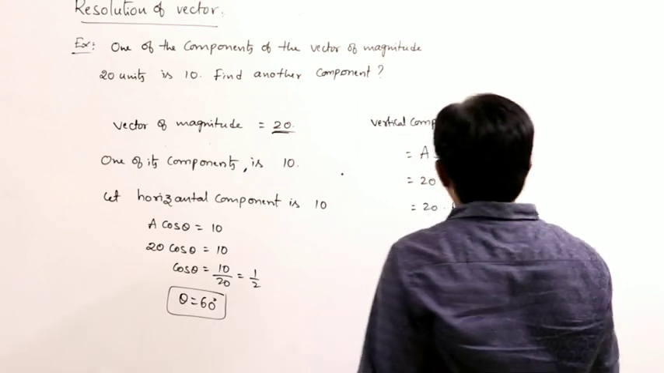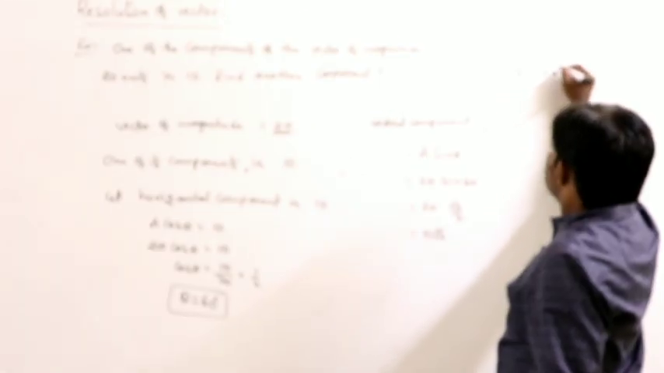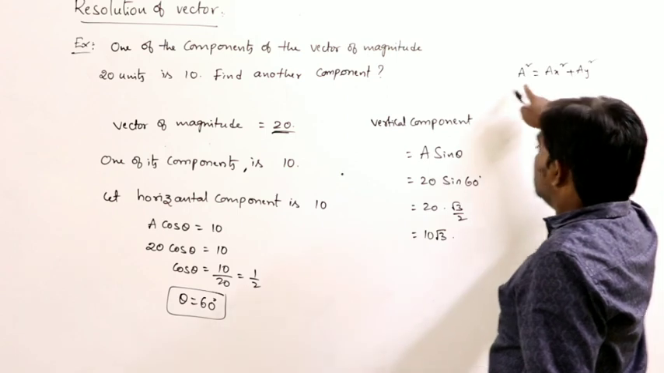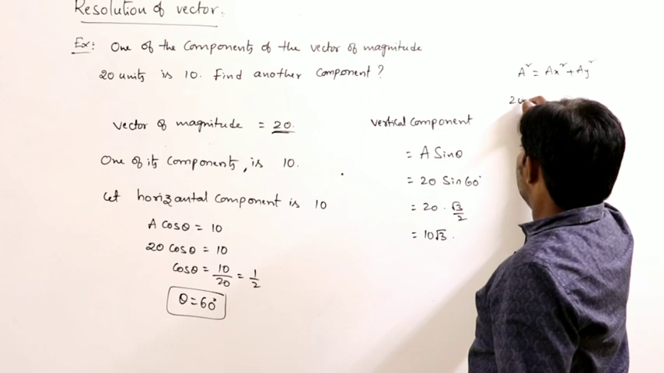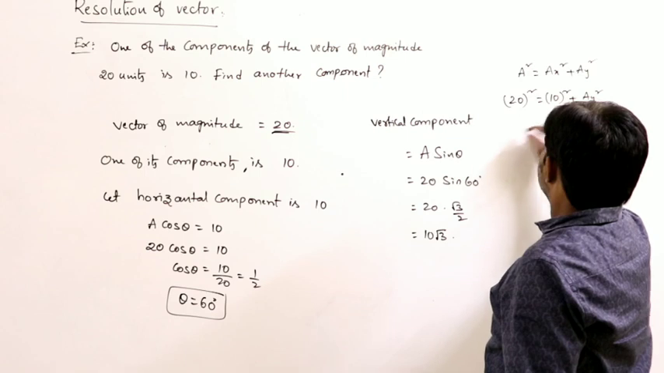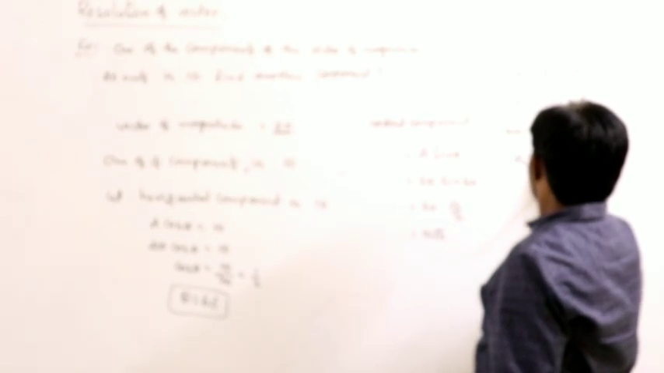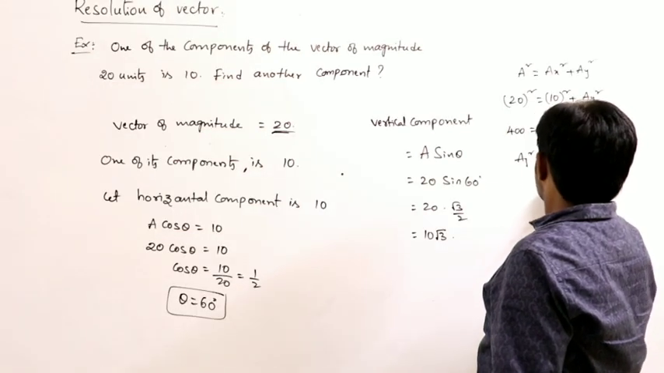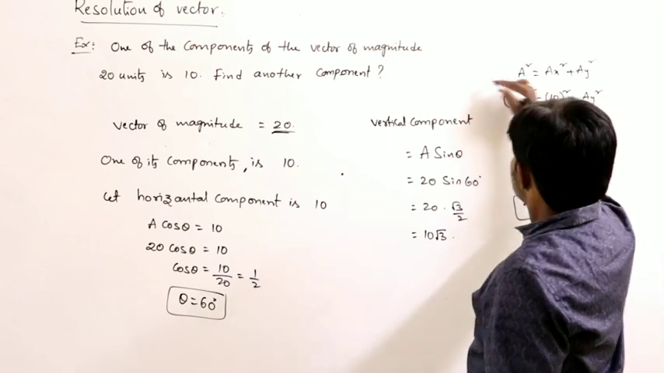Otherwise, by using the parallelogram law, we can also write the Pythagoras theorem. Let us say a square equals ax square plus ay square, that is, hypotenuse square equals adjacent side square plus opposite side square. A is given as 20, so 20 square equals one of its components, let us say 10, squared plus ay square. 400 equals 100 plus ay square, so ay square equals 400 minus 100, which is 300. Then ay equals 10 root 3. So this we can also do.